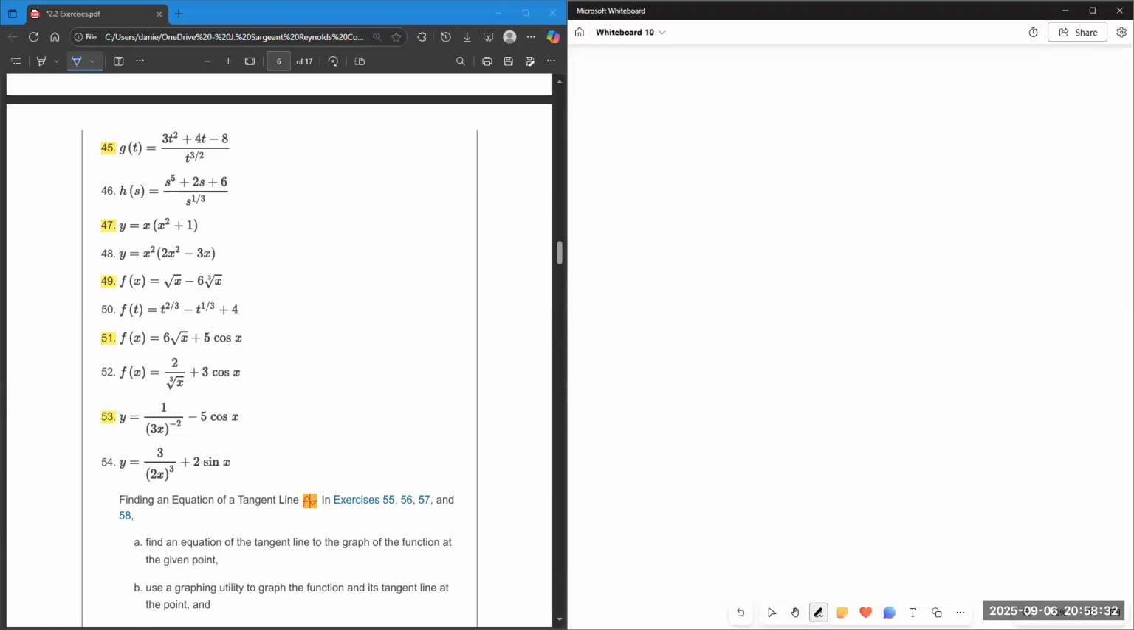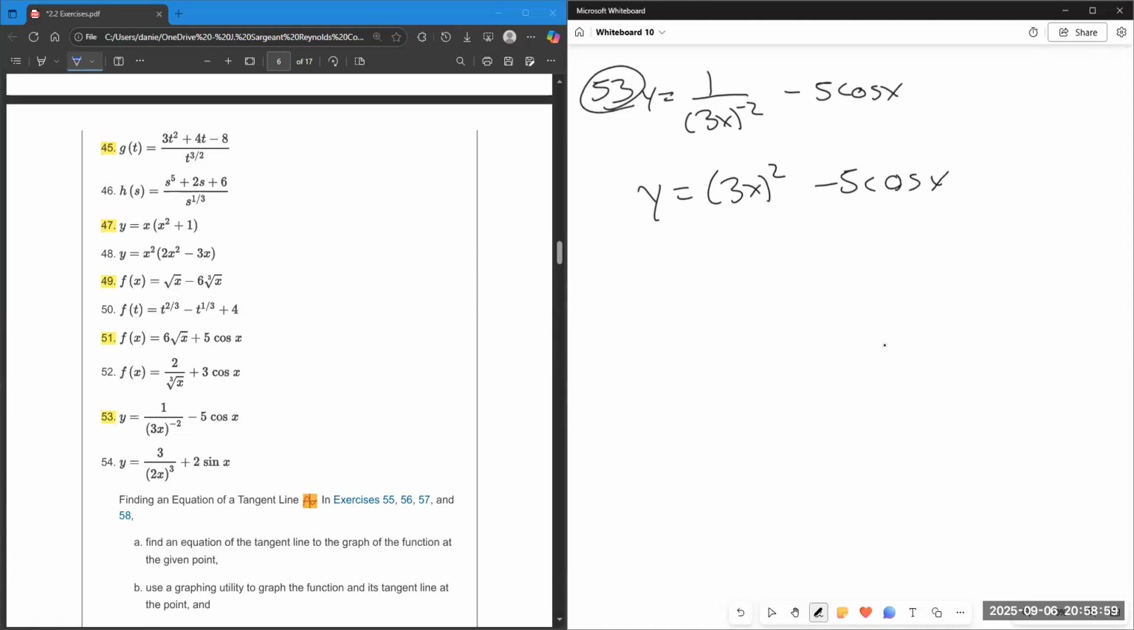53. 1 over 3x to the negative 2nd minus 5 cosine of x, and this is y equals. So since I have a negative exponent in the denominator, it can just come across like so. And then squaring that term will give me 9x squared minus 5 cosine of x. So y prime will be 18x plus 5 sine of x. All right.